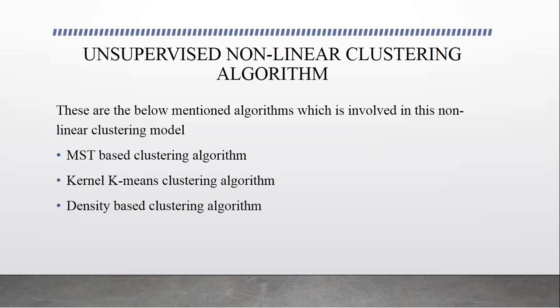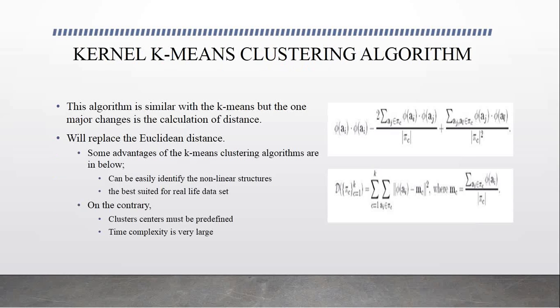Next, unsupervised nonlinear clustering algorithms. Here the MST based kernel k-means clustering and density based clustering algorithm are involved in this section. The kernel k-means clustering algorithm is the same as k-means, but the major change is the calculation of distance, which replaces the Euclidean distance. Some advantages and disadvantages are shown here. On the right side, the basic algorithm is shown.